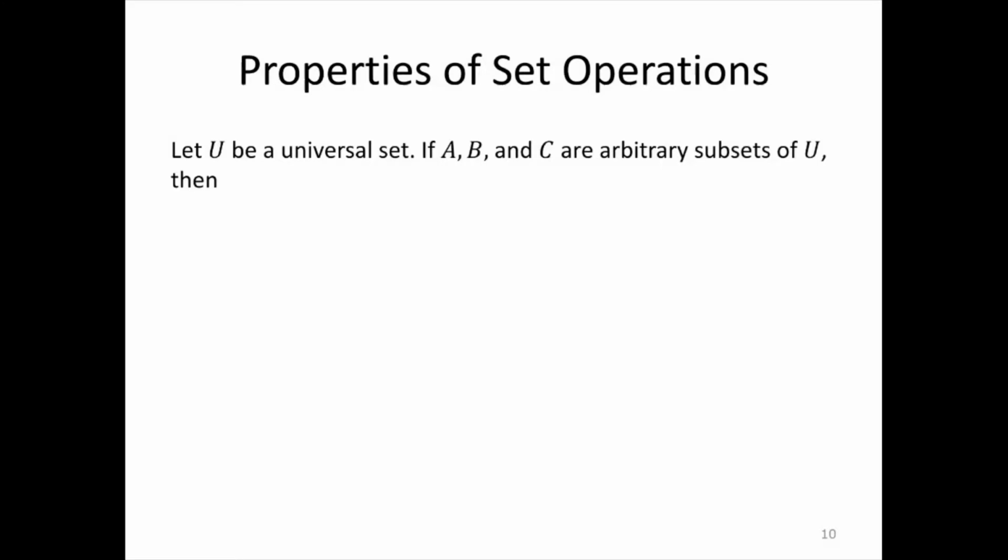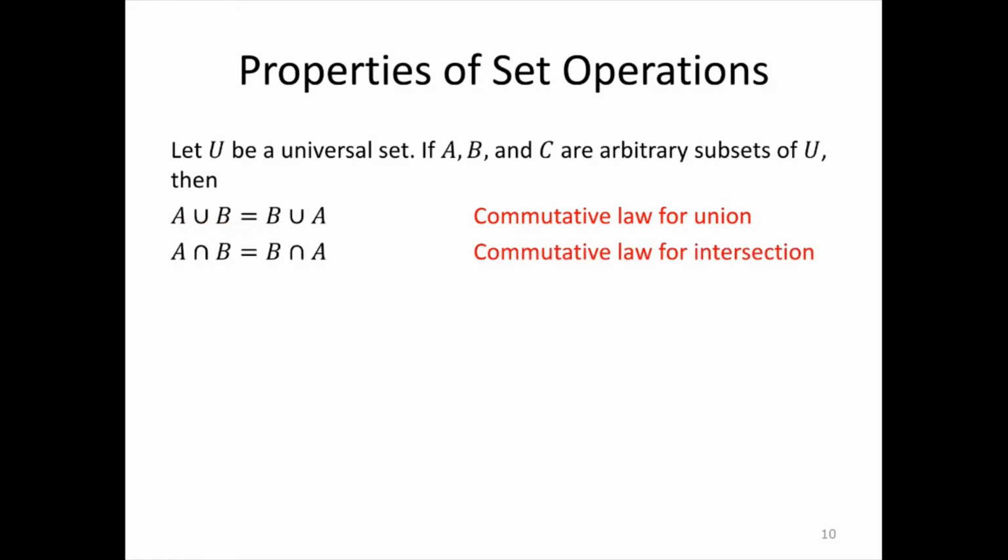Okay, and then all the set operations that we learned before have several properties. The first one is that it is commutative, for both union and intersection. You can see that the union of A and B is the same as the union of B and A, and it is similar for intersection.